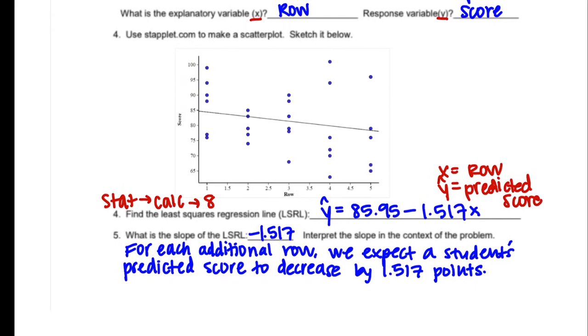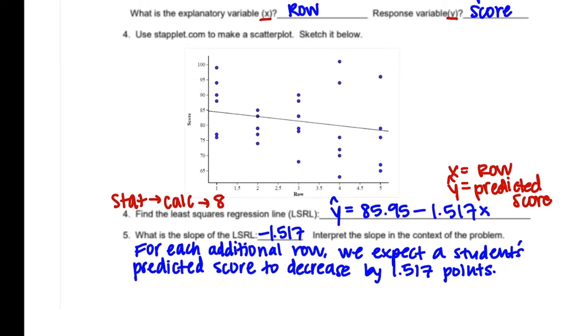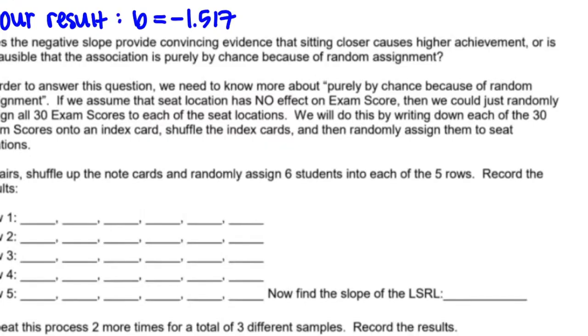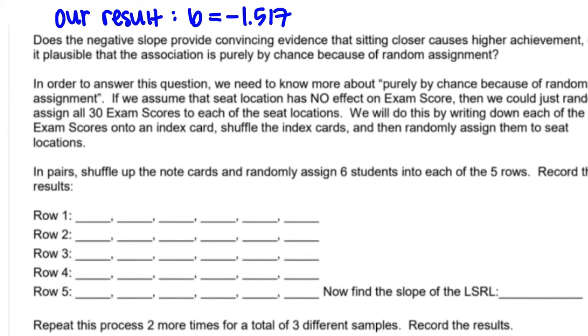All right, so all of that, let's see, I had 2 number 4s. All of that was just a quick review, but now what we want to do is tie this into inference, which we've spent all spring doing, starting with sampling distributions. And so what we want to do is think about, okay, does the negative slope that we found provide convincing evidence that sitting closer causes higher achievement? Or is it plausible that this association is purely by chance because of random assignment? So we randomly assigned students where to sit. Did that impact their score, or were they just going to have random scores either way?